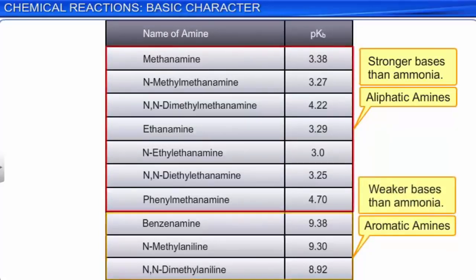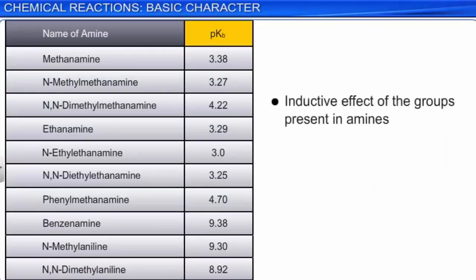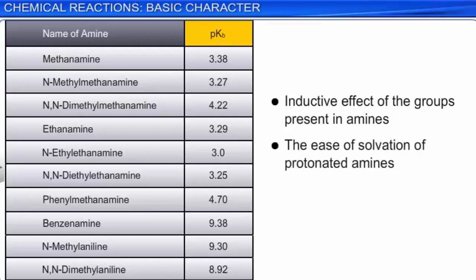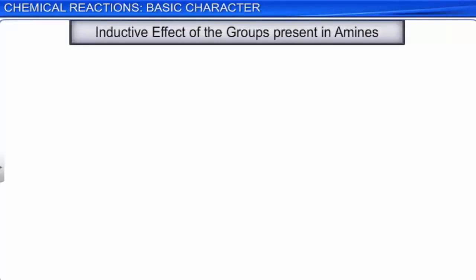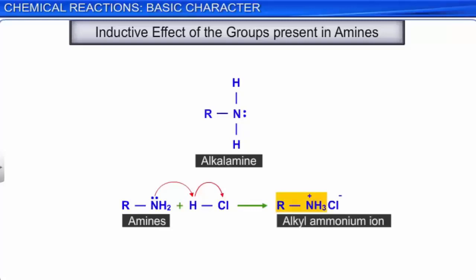The Kb or pKb values of amines are affected by factors like the inductive effect of the groups present in amines, the ease of solvation of protonated amines, and steric hindrance. Consider the inductive effect of an alkyl group of an alkyl amine. Since it tends to donate electrons, an alkyl group R pushes electrons towards the nitrogen atom and thus makes the lone pair of electrons more available to the proton of the acid. Moreover, the alkyl ammonium ion formed from the amine is stabilized due to the dispersal of positive charge by the plus inductive effect of alkyl groups. Hence, alkyl amines are stronger bases than ammonia.